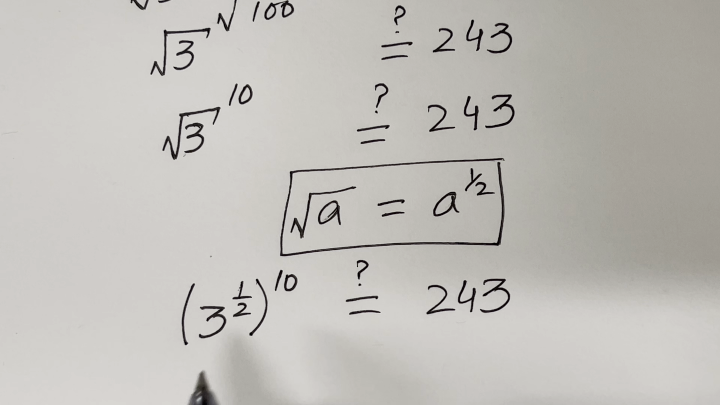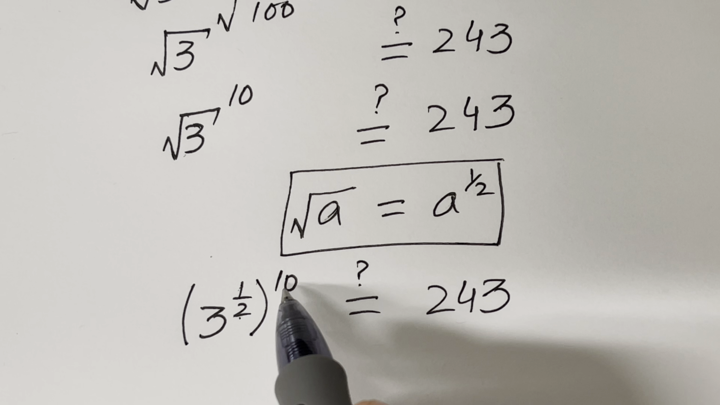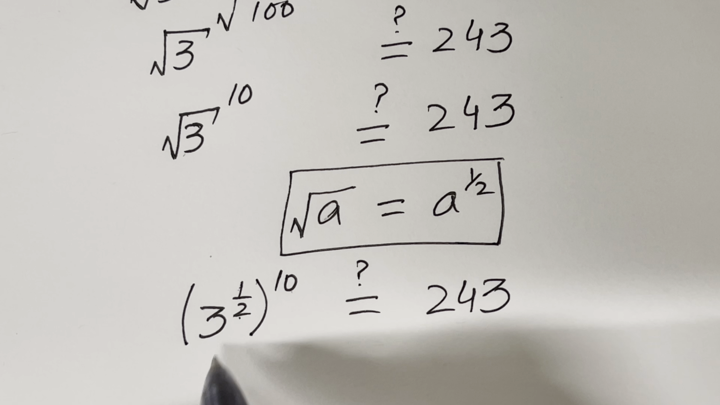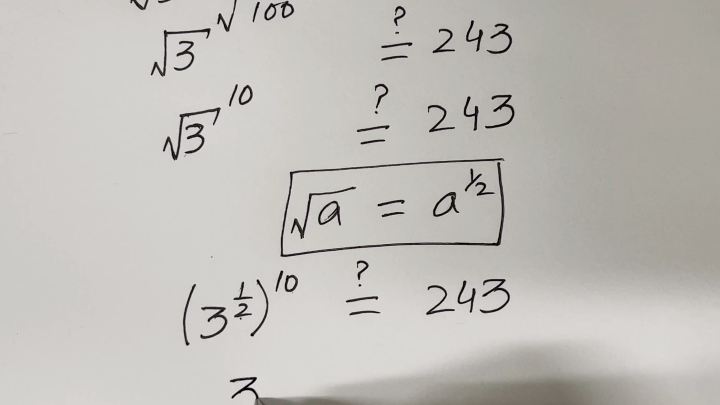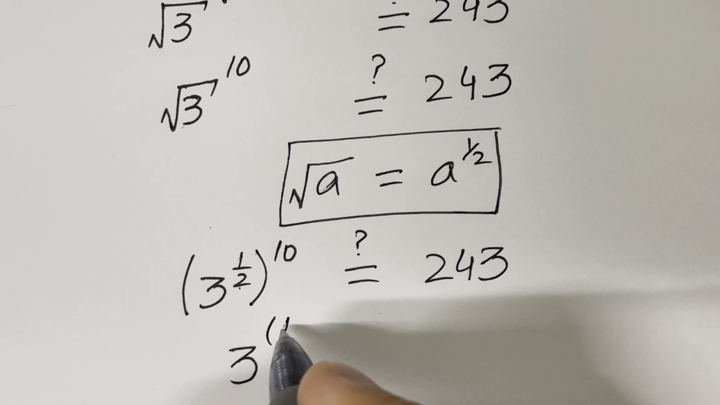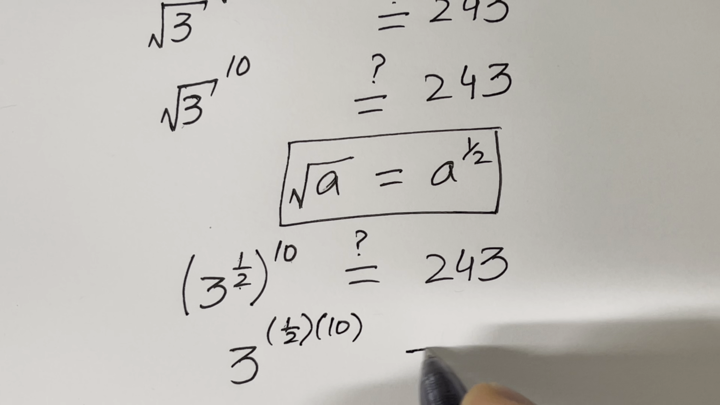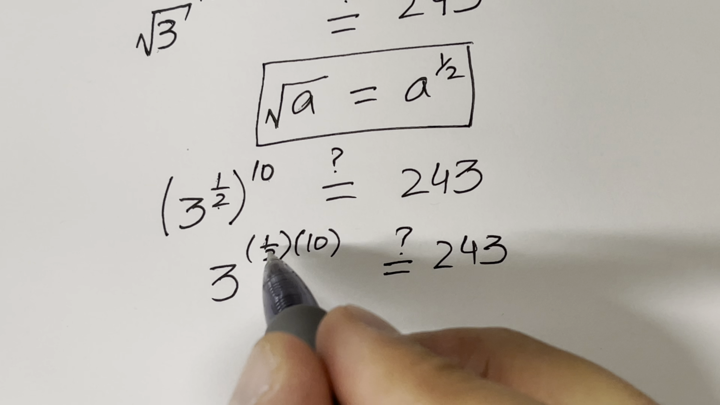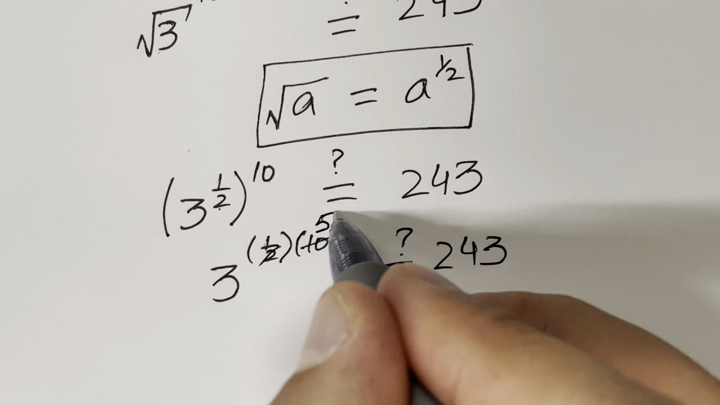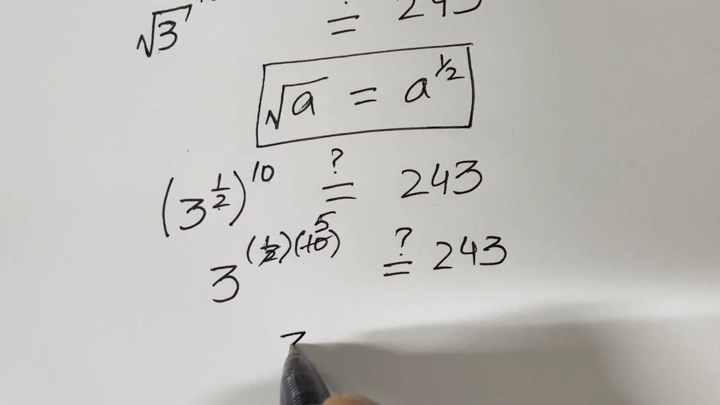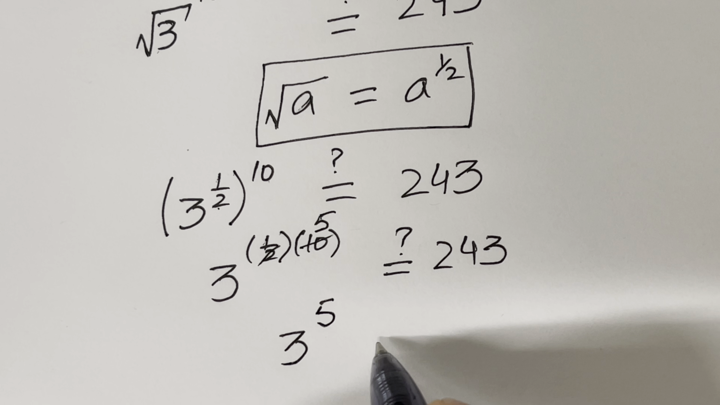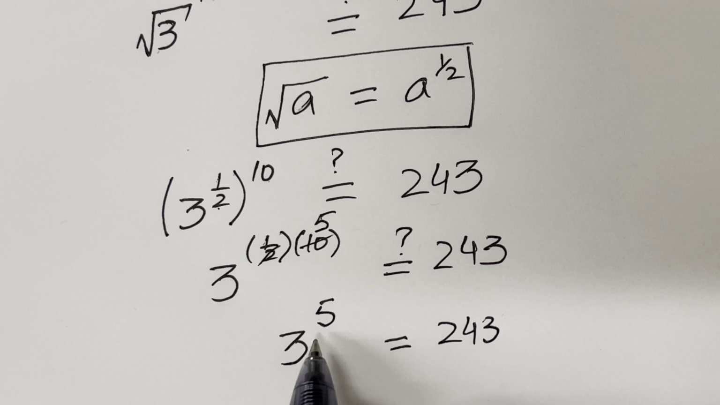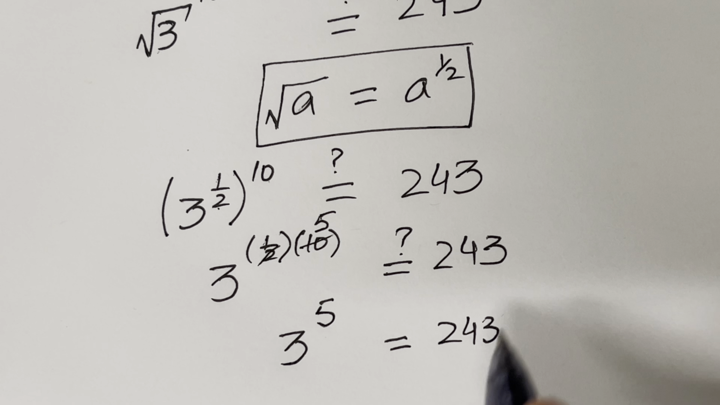If you remember the property, we said if we have a raised to some power raised to another power, then that means just multiply these powers. So we have 3 raised to the power 1/2 times 10, and we want to see if this is equal to 243 or not. But 1/2 times 10 is equal to 5. So on the left hand side we have 3 raised to the power 5, and on the right hand side we should get 243. And this is true because 3 raised to the power 5 is 243.